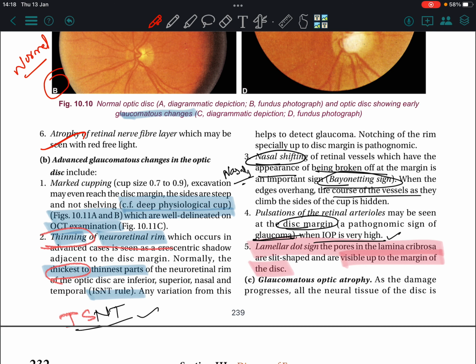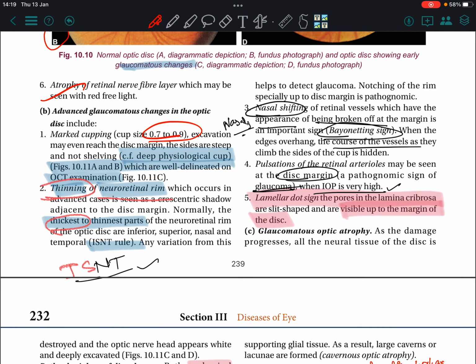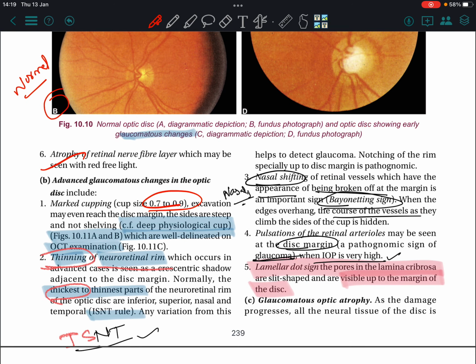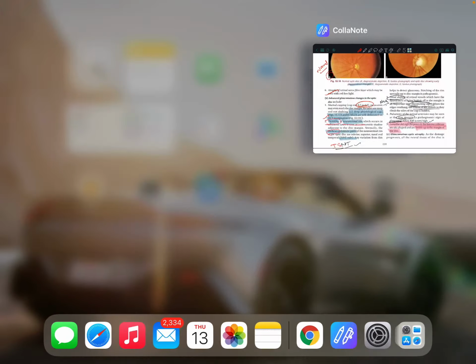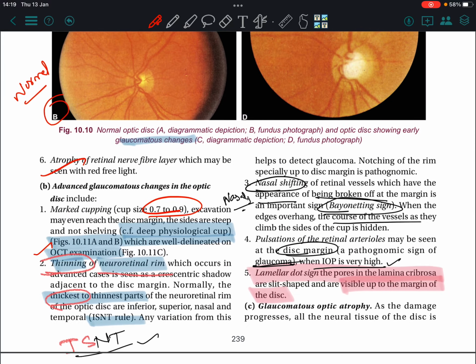Advanced glaucomatous changes in the optic disc include marked cupping, 0.7 to 0.9 mm. Excavation may even reach the disc margin, and the sides are steep and not shelving. Deep physiological cup, which are well delineated on OCT examination. See the diagram in the next image.